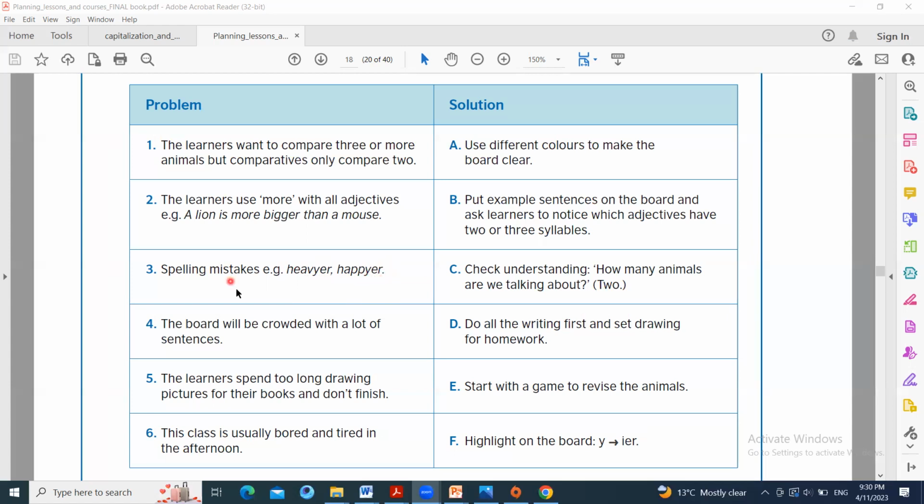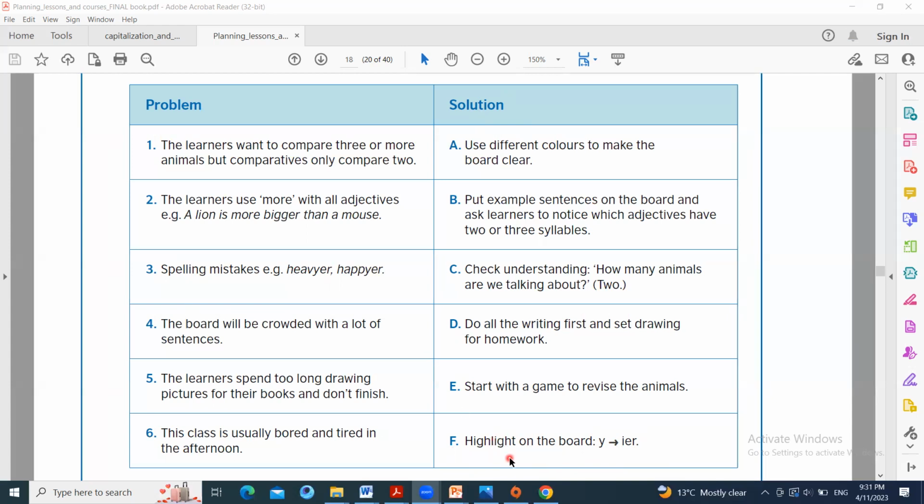Okay, so here we have some type of mistake. How to solve it? Okay, how to anticipate the problem? What is the possible solution for such type of problem? You can think of highlighting on the board: Y should be changed into I and then add ER. So here, F is the solution for such type of problem. So problem 3, you can say F is the best solution for it. So here we think F will anticipate such type of problem.